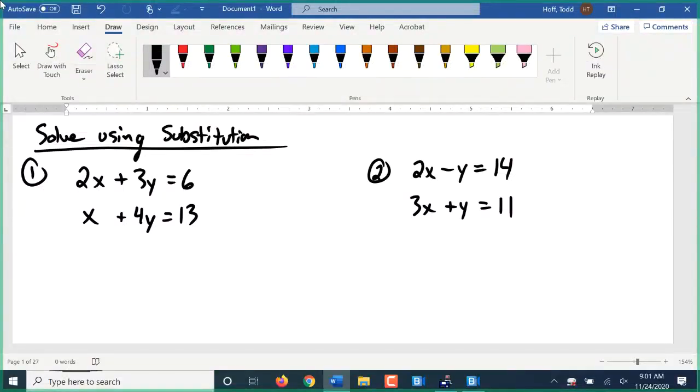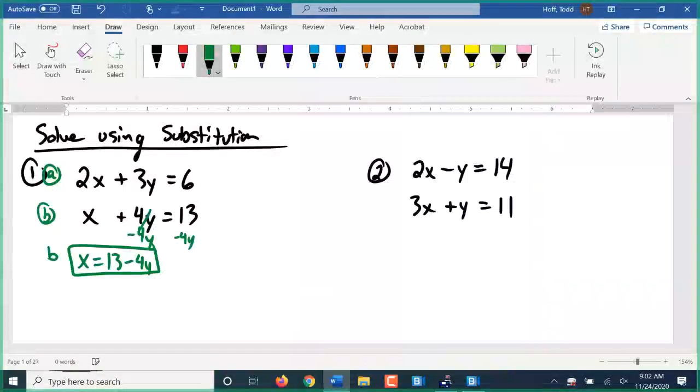Okay, let's take a look. So for the first one here, equation B is actually set up to be relatively simple to solve for x. So let's do that. We're just going to subtract 4y. We get x equals 13 minus 4y. That's still equation B. We've just modified it. We've solved for x. Now we have to go back to equation A, and we'll replace x with 13 minus 4y.